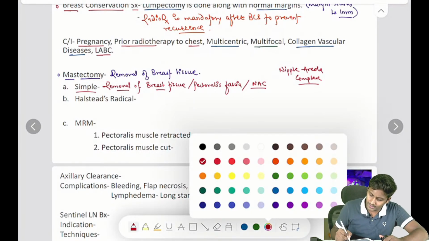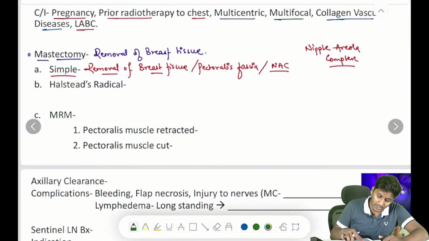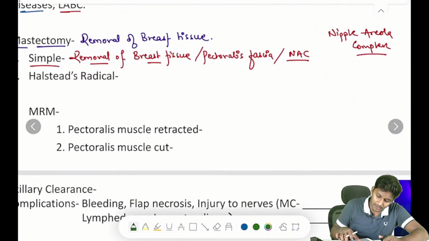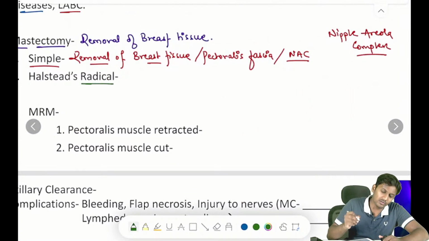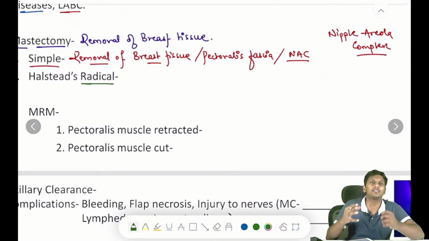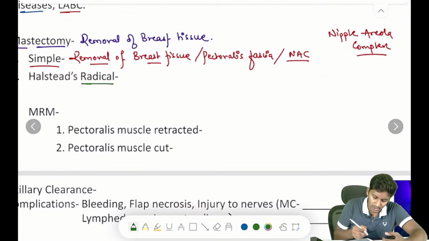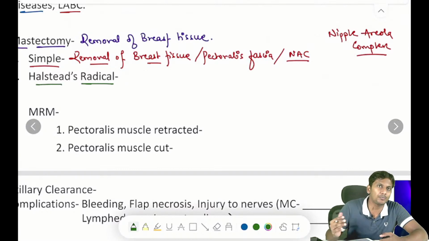Next is the Halstead's radical mastectomy. Now simple we have seen. Halstead's radical mastectomy: what do I mean by radical? That means not only the breast tissue, but a lot of other structures will also be removed. Whichever structures nearby are involved, all of them will be removed. That is called a Halstead's radical mastectomy. Why Halstead? Halstead was the surgeon who performed it first.